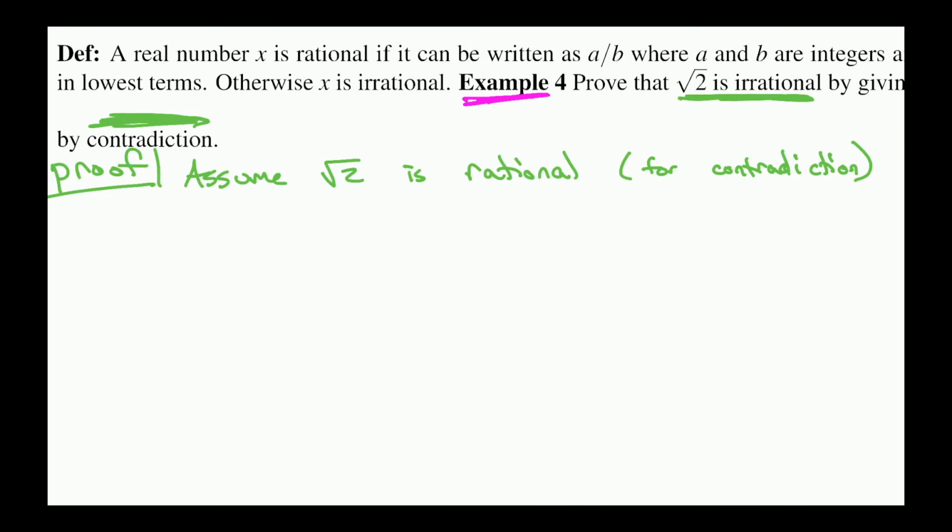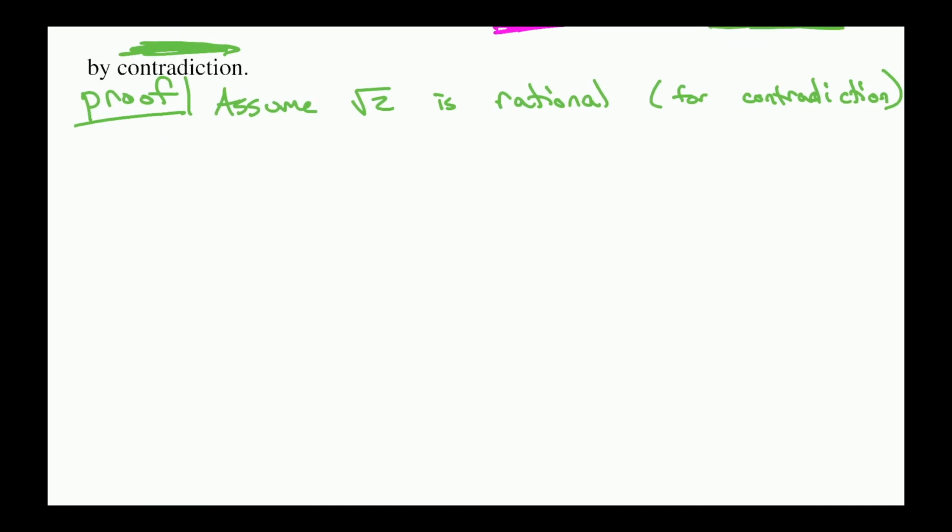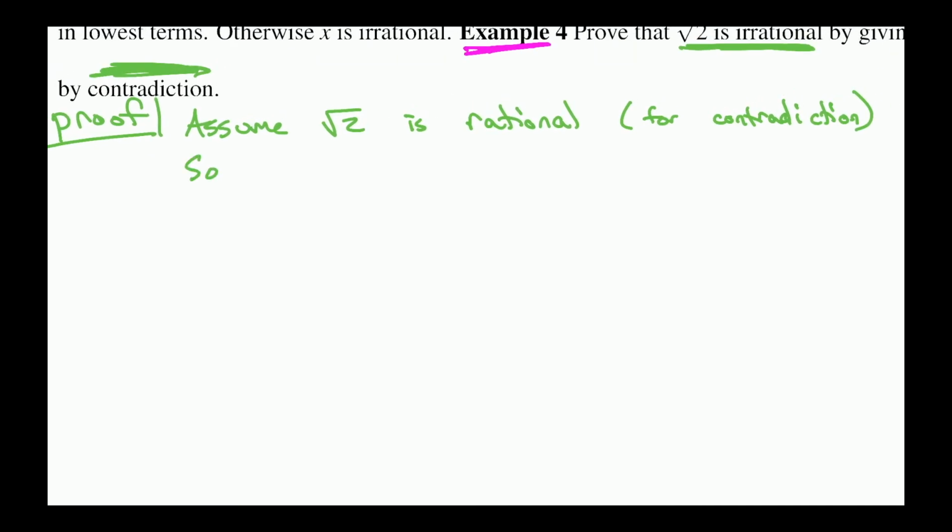Okay. So you say, assume square root of 2 is rational. What does that mean? Well, we have a definition of rational. So square root of 2 equals a over b, where, what do we know about the a and the b? A and b are integers.